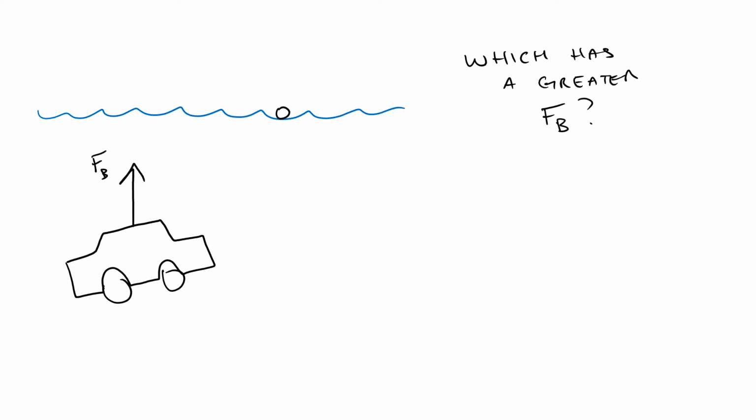The thing is, the car is more massive. It has more force downward with its own weight. The weight of the car makes it sink.